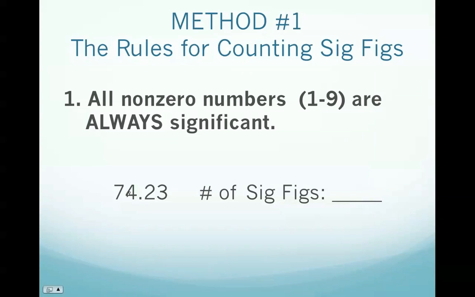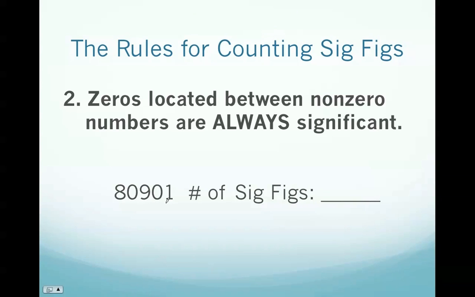Alright, there is one other method, which is just memorizing the rules for counting sig figs. The first rule is that all 1 through 9 numbers are always significant. So in this case, we only have 1 through 9 numbers, so that means we have 4 sig figs. The second rule is that zeros that are located between non-zero numbers are always significant. So these 2 zeros here are going to be counted as significant because they're located between non-zeros, which means then we have 5 sig figs.